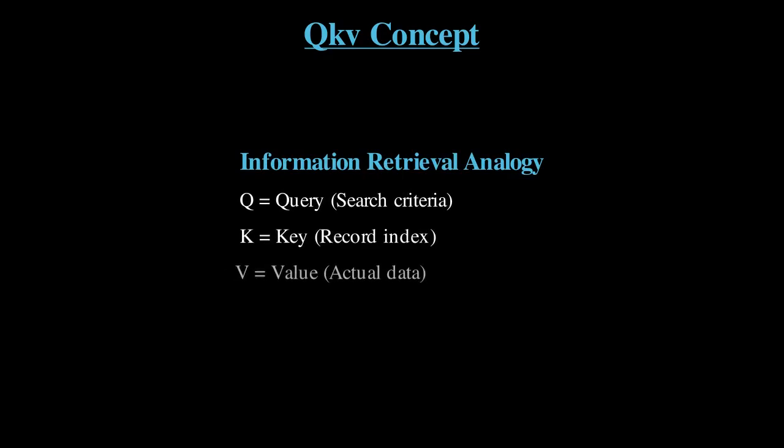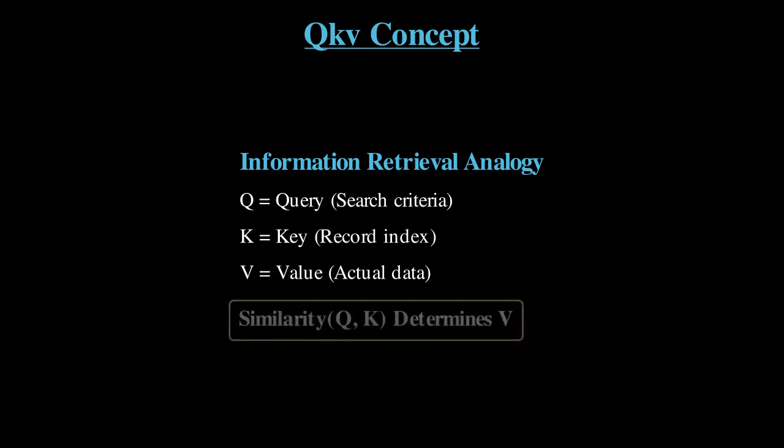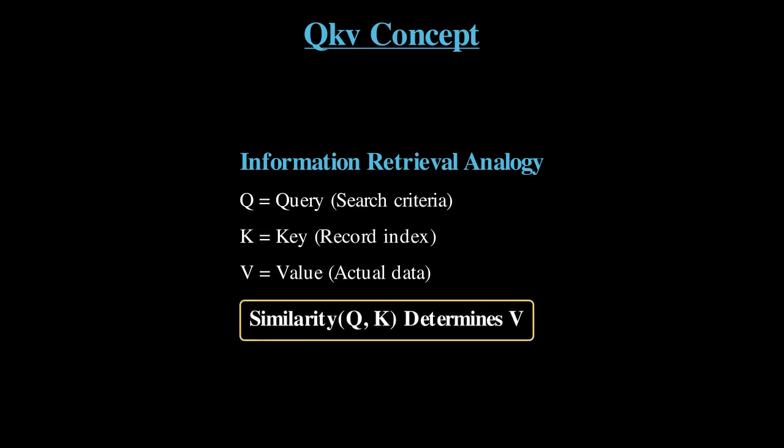Imagine querying a large database. You issue a query representing exactly what you are looking for. The database compares your query against the keys of all available records. The computed similarities between the query and the keys determine precisely how much of each corresponding value is retrieved.